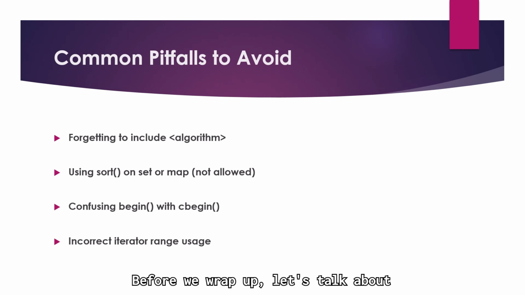Before we wrap up, let's talk about common mistakes. First, never forget to include algorithm, otherwise these functions won't compile. Next, avoid trying to sort containers like std::set or std::map. They are already sorted internally and don't support random access iterators. Also make sure the iterator range you provide is valid. For example, don't reverse begin and end. Finally, understand the difference between begin and cbegin, especially when working with const containers.